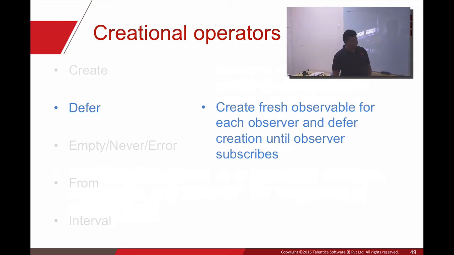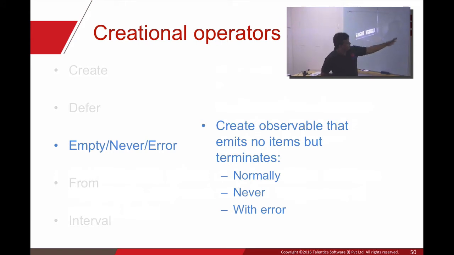Defer will create a fresh observable for each subscriber, and it will defer the creation until at least one of the observers subscribes. And this, I don't know where you'll use this, probably just for testing purposes, but as the name suggests, this will create an observable that emits nothing but completes normally.